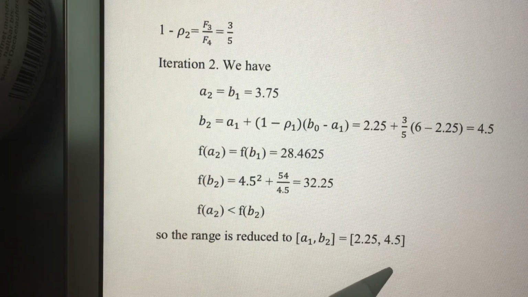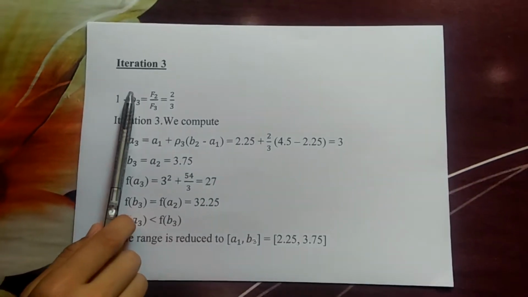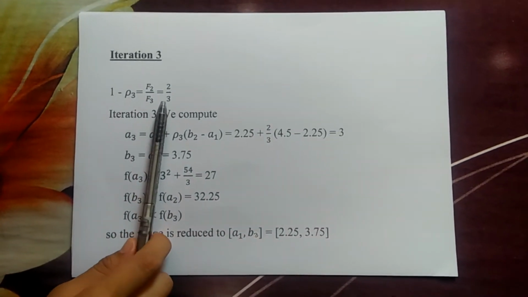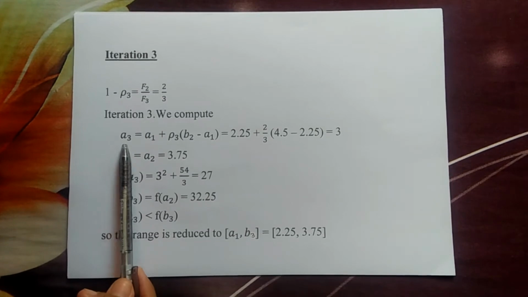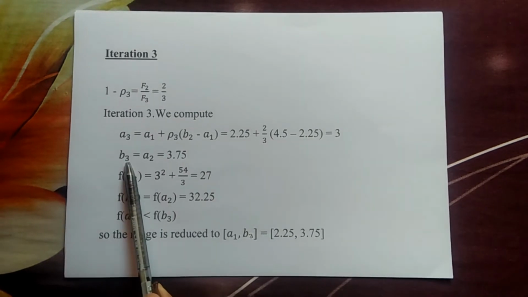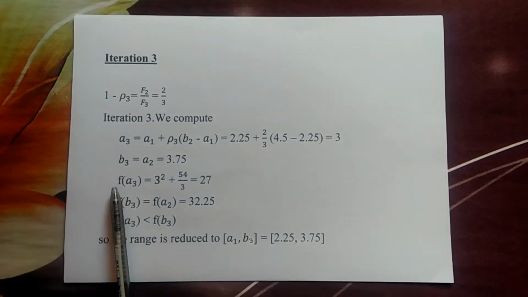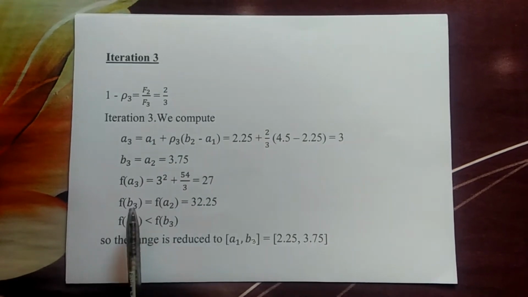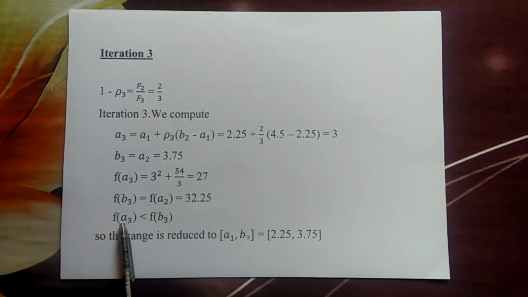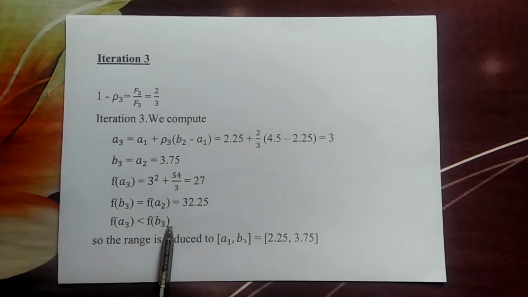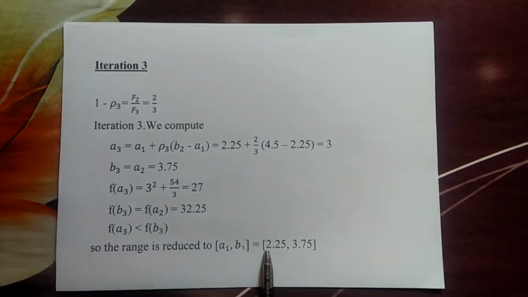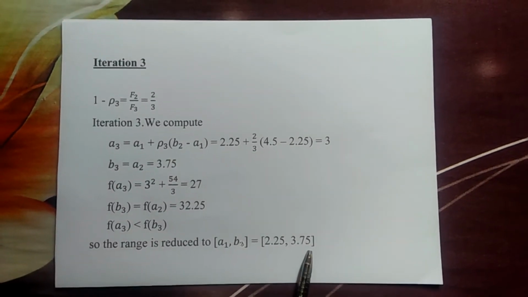Which is 2.25 and 4.5. In the next iteration, 1 minus rho 3 equals F2 over F3 equals 2 over 3. We get the value of A3 equals 3 and the value of B3 equals 3.75. When we substitute the values of A3 and B3 into the function, we get f(A3) equals 27 and f(B3) equals 32.25. We can see that f(A3) is less than f(B3), so we will reduce the range to A1 and B3, which is 2.25 and 3.75.